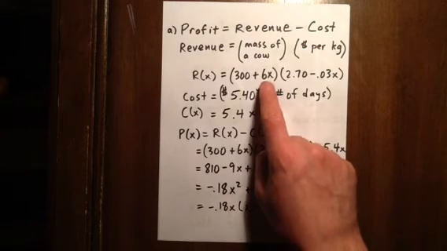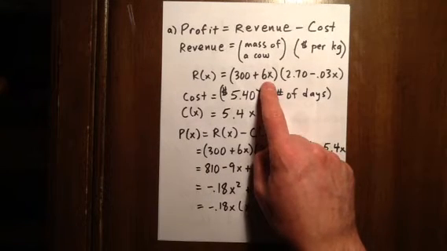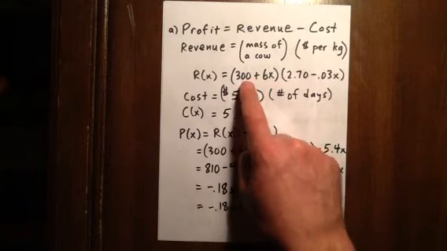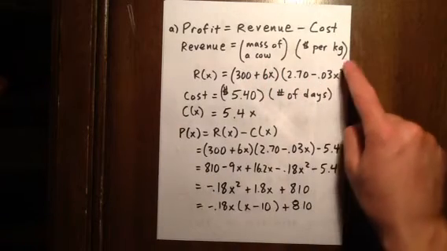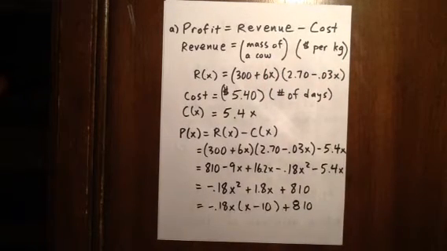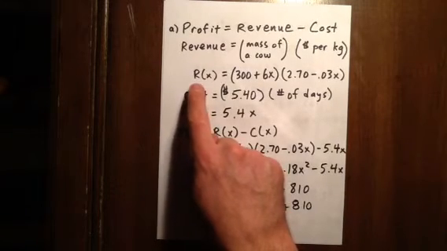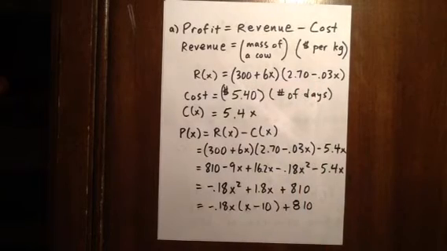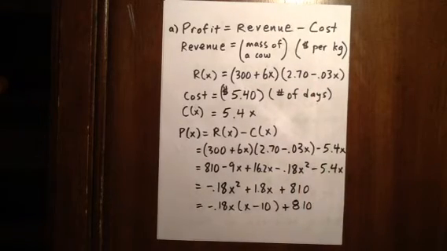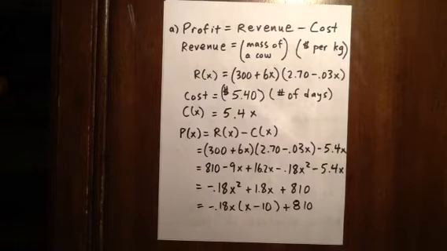And for every day that goes by, letting x be the number of days, we'll add another 6 kilograms. So it'll be 300 plus 6x for the mass of the cow, and it'll be 2.70 minus 0.03x for the price of the beef. So we have a formula that we can call R of x: 300 plus 6x, times 2.70 minus 0.03x.